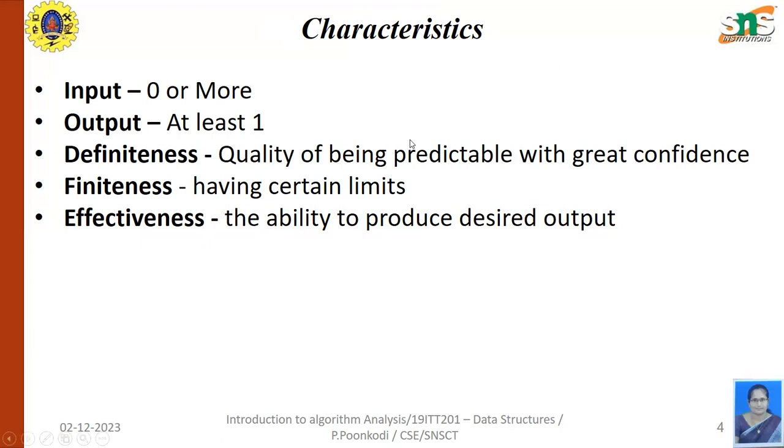These are some of the characteristics we must have while writing an algorithm. Input: zero or more inputs we give. Output: at least one output we must get. Definiteness: this decides the quality, predictable with great confidence. Finiteness means we should have certain limits, otherwise your loop will go into an indefinite stage. The next one is effectiveness, which means the ability to produce the desired output.